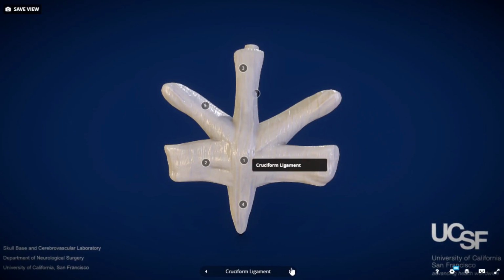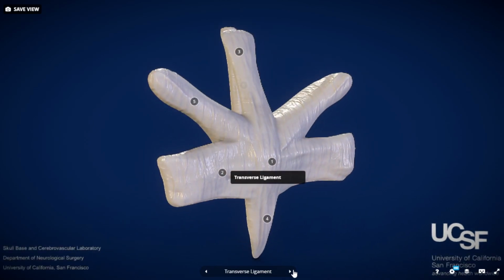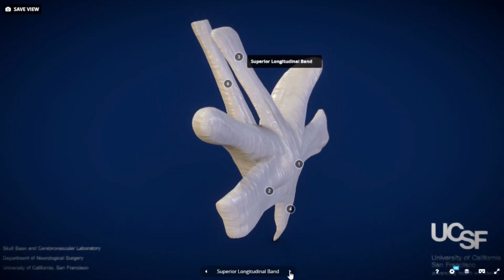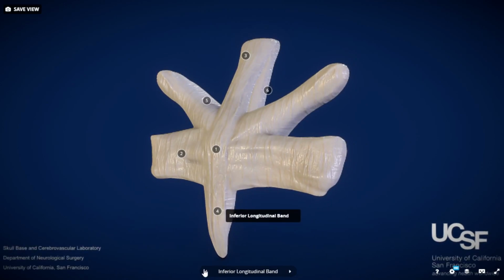This 3D model offers an overview of the ligaments related to the odontoid process. So let's start with the cruciform ligament, that is formed by a transverse ligament that is going to be attaching from the colliculus atlantis to the colliculus atlantis of C1. And this cruciform ligament is going to have a superior longitudinal and inferior longitudinal band.